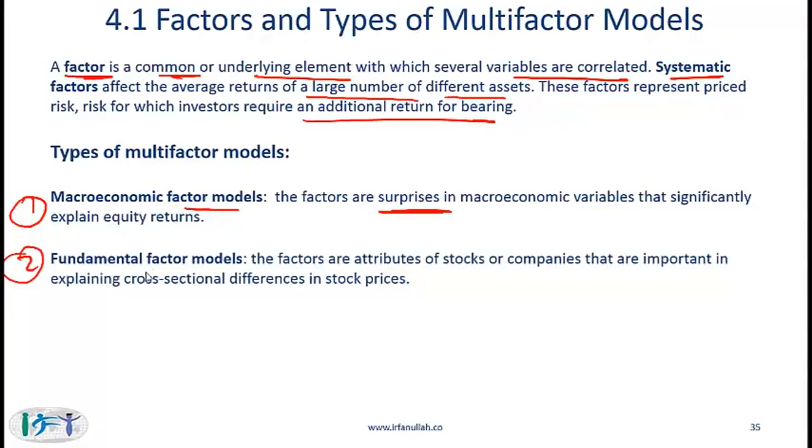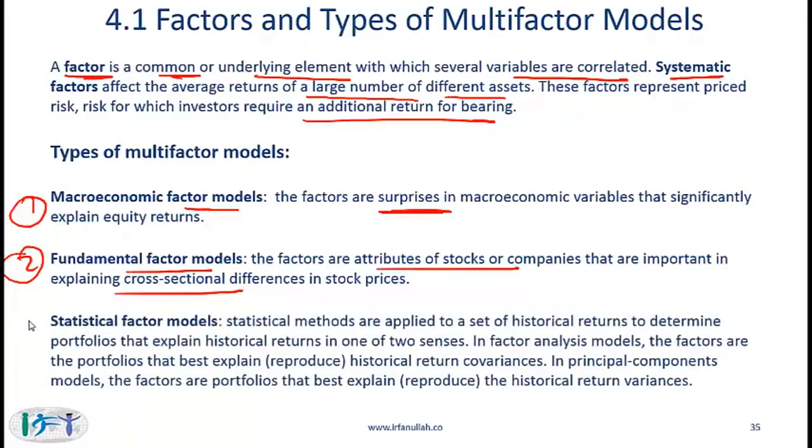Then we have fundamental factor models. The factors are attributes of stocks or companies that are important in explaining cross-sectional differences in stock prices. So if we take the Fama-French model, for example, in addition to the market risk premium, we also had factors that were related to the size of the asset. We also had a factor related to the book value to market value ratio.